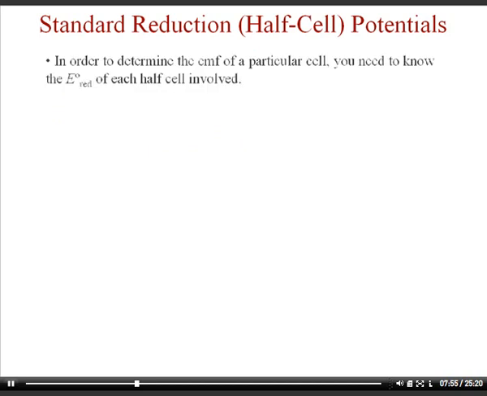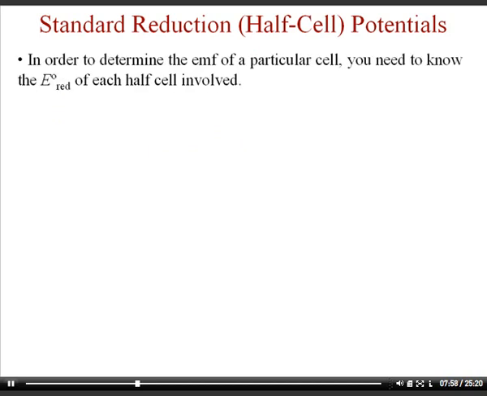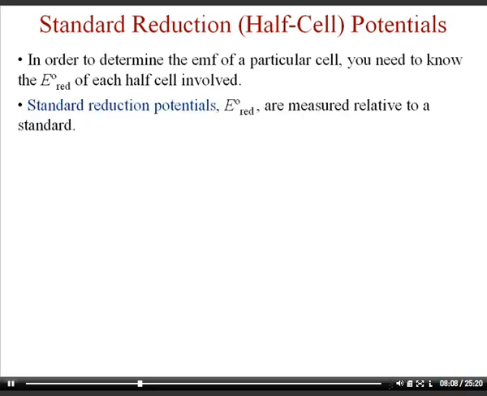Now, in order to determine the EMF for a particular cell or the voltage of a particular battery, let's say, you need to know what the reduction potential of each half reaction is. So the standard reduction potentials, or E naught red, are measured relative to a standard. So they had to come up with a basic half reaction to compare all the other half reactions to.